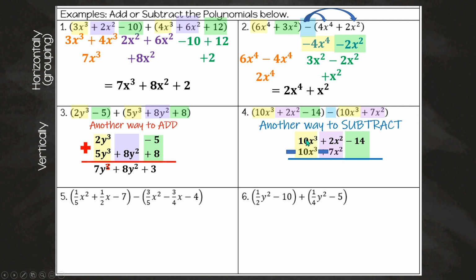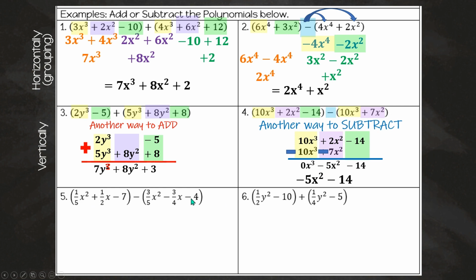So 10x to the power of 3 minus 10x to the power of 3 is going to give me 0x to the power of 3. Then I have a positive 2x squared minus 7x squared, which will give me a negative 5x squared. And a negative 14, I have nothing to combine it with, so it stays a negative 14. So my final answer is negative 5x squared minus 14.